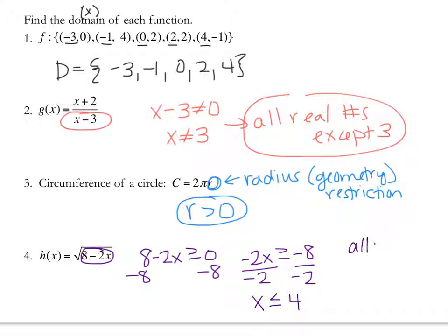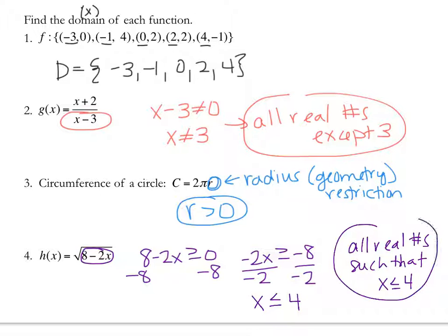So we would write this as all real numbers such that x is less than or equal to 4. That's how we would state the domain. Anything less than or equal to 4, if we plug it in, is going to work. It won't give us a negative answer. And you can think about it. You can try numbers in there. 3 is going to work. 0 is going to work. Negative 5 is going to work because it's going to make it positive.